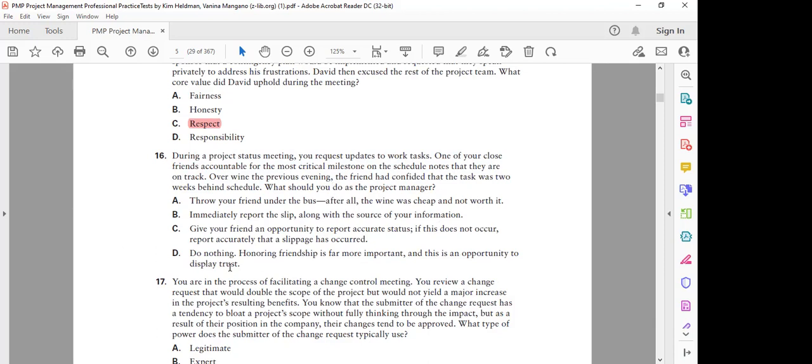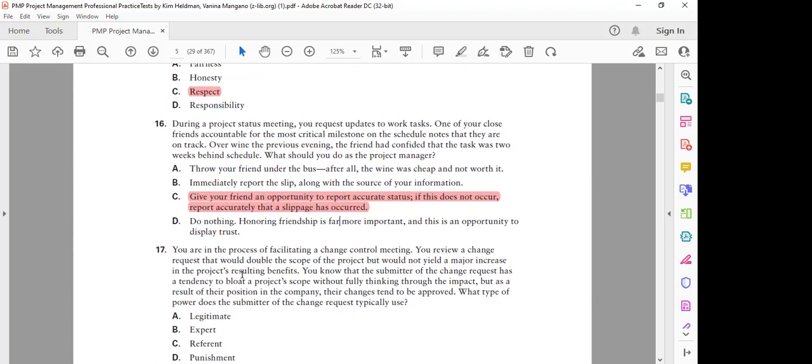So again, the right answer would be yes, Mr. Naved and Mr. Mohsen. Good. Give your friend an opportunity. That's a better answer. Throw them, immediately report it? What are you trying to do? Trying to be a bad type of manager? Do nothing. So reject it or ignore is never the answer. Accept, never the answer.